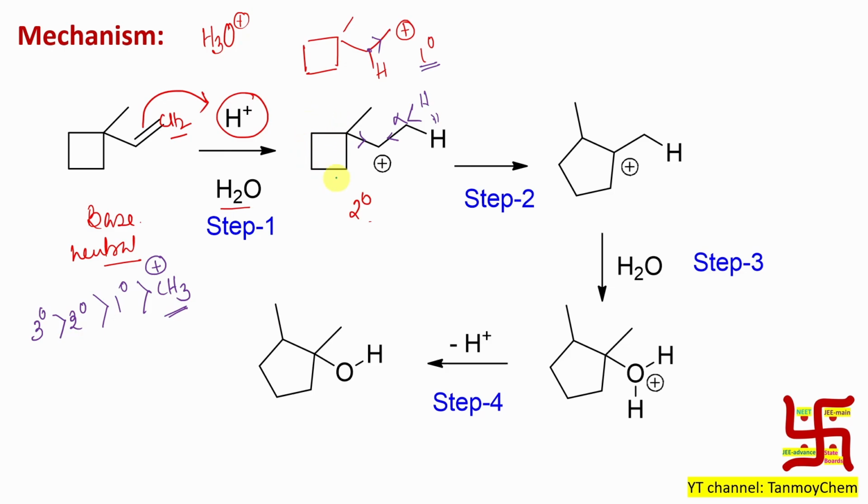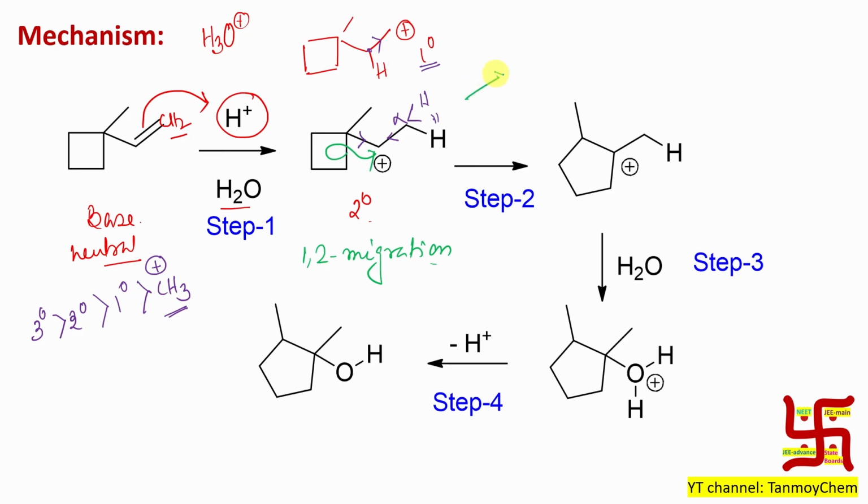So this is a 4-member ring. We know a 4-member ring has some ring strain. It tries to relieve the ring strain. So if possible, it can undergo a 1,2 migration. Because of this 1,2 migration, the ring size increases, which may result in reduction of ring strain. So what can happen? This will go there.